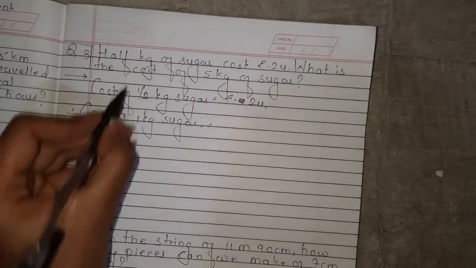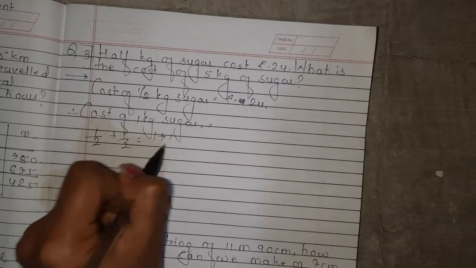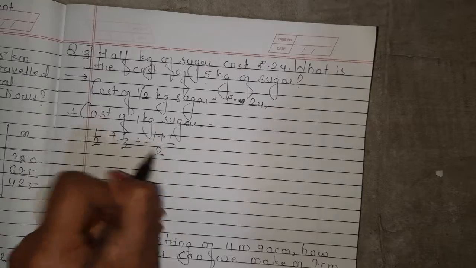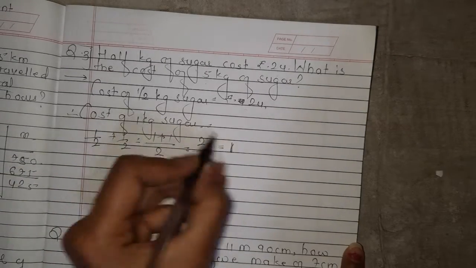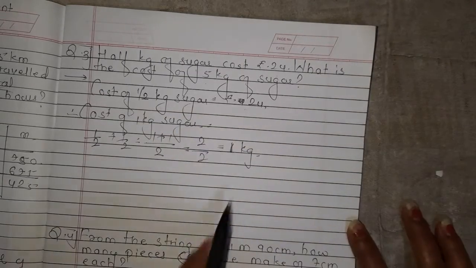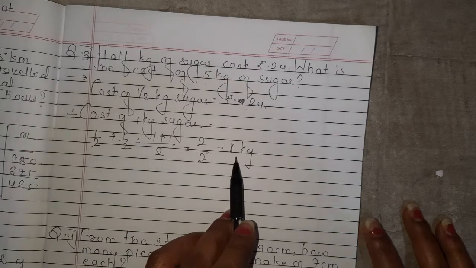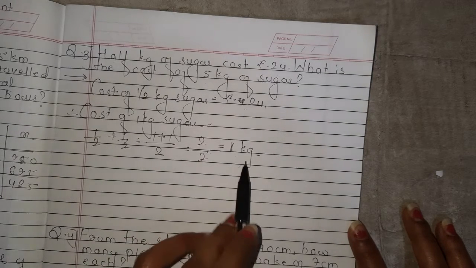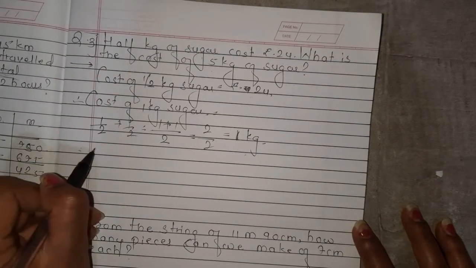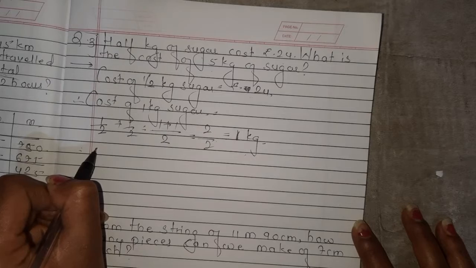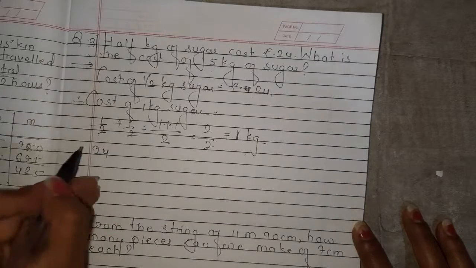Now half kg plus half kg, that is 1 plus 1 upon 2, that is 2 upon 2, you will get 1 kg. Okay, half plus half, you will get 1. So we have to find out the cost of 1 kg. Okay, now here the cost of half kg is 24. So half plus half 1.